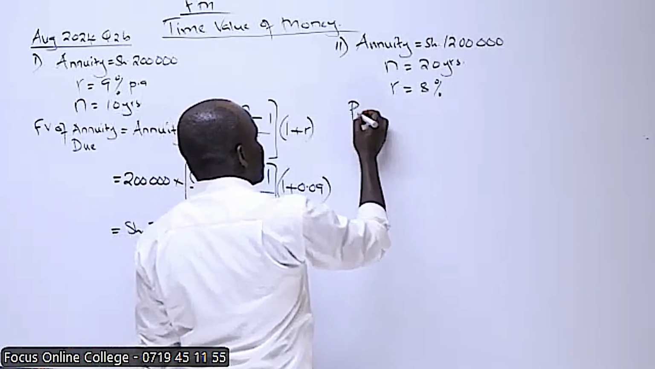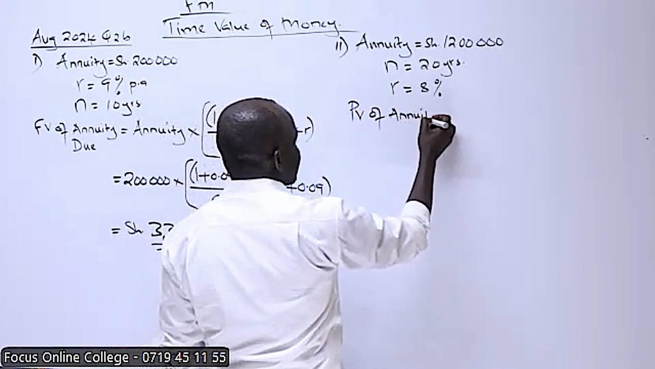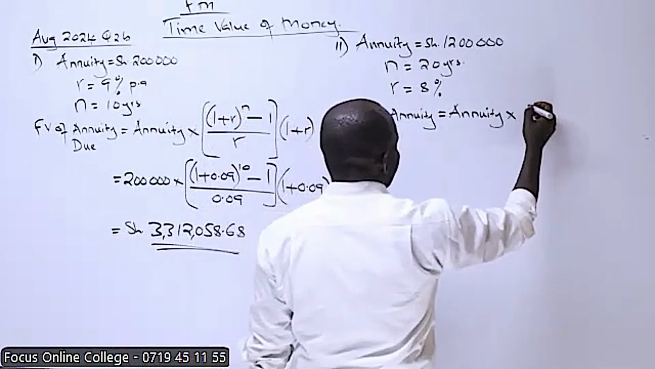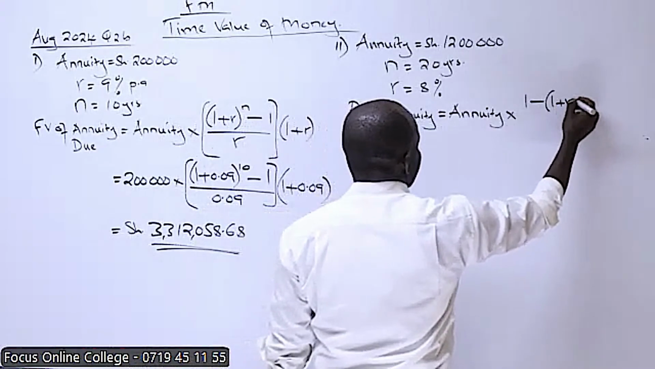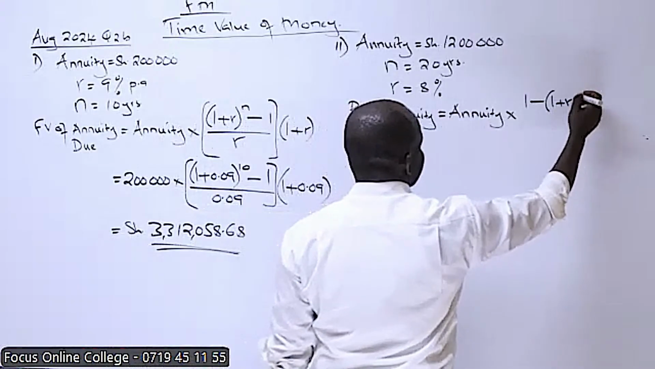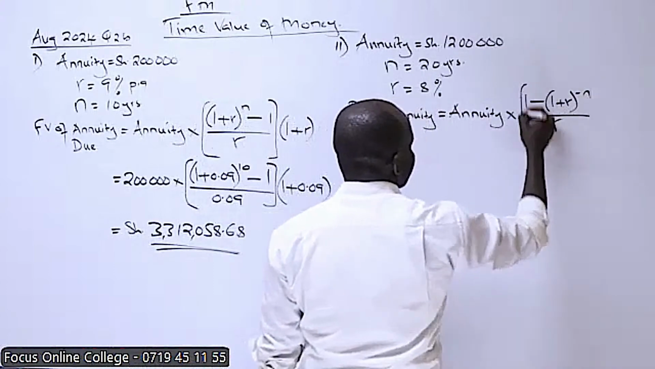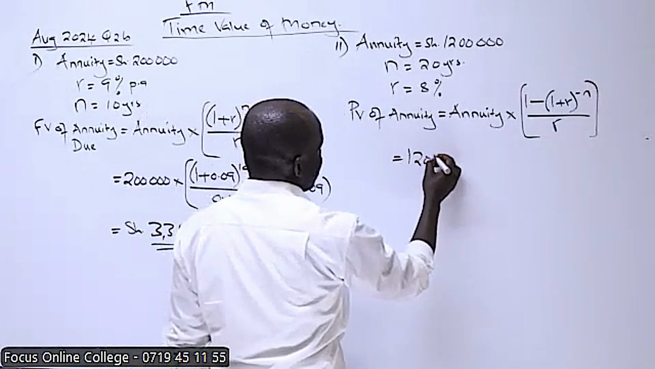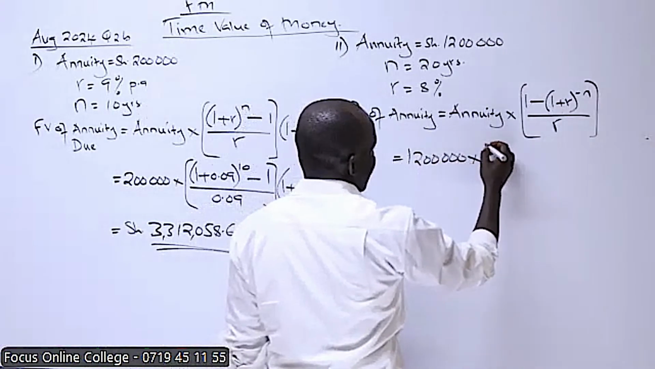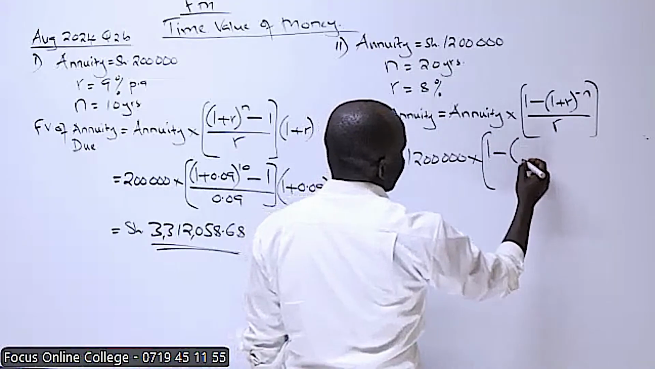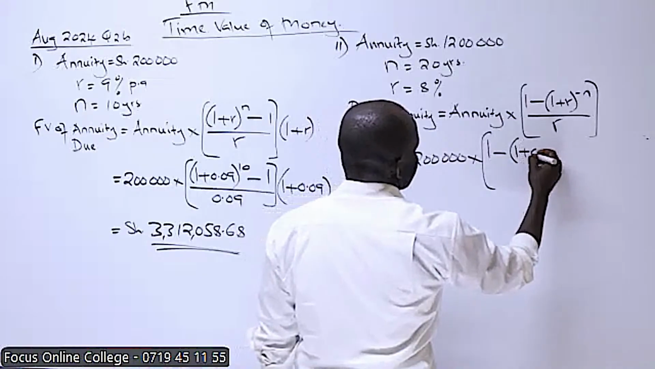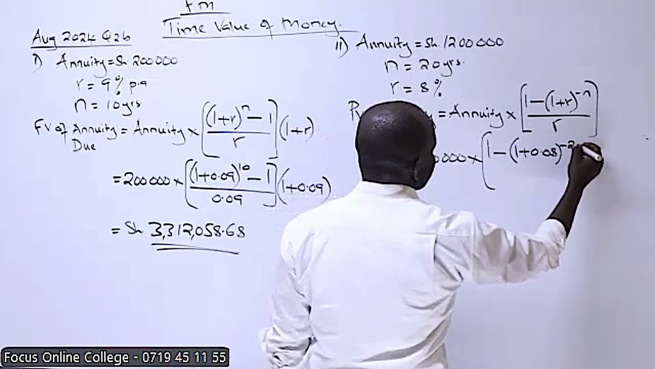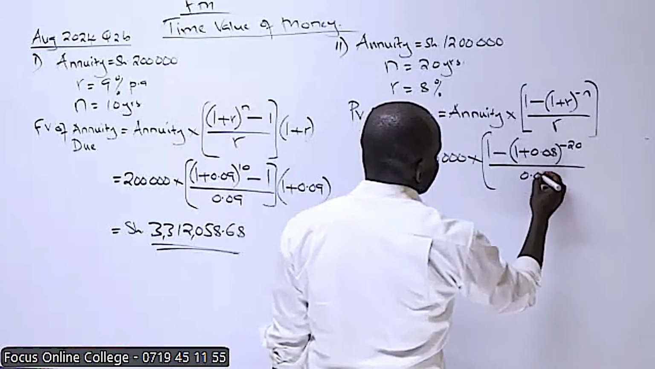So the present value of an ordinary annuity is equal to the annuity times 1 minus 1 plus R power negative N, over R. So this is 1.2 million times, in brackets, 1 minus 1 plus 0.08 power negative 20, over 0.08.